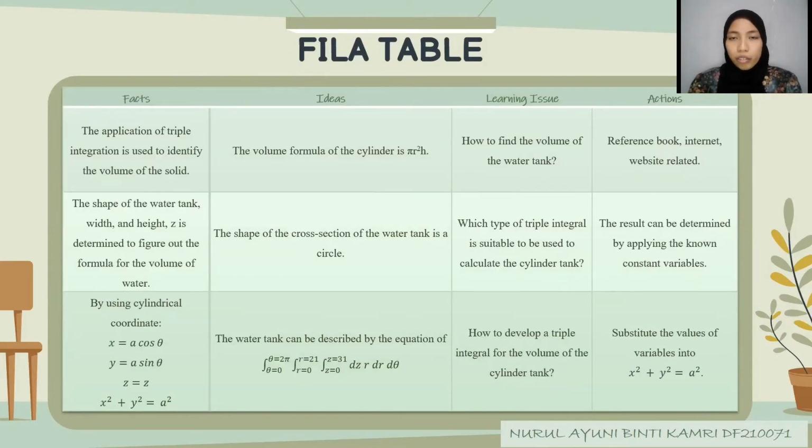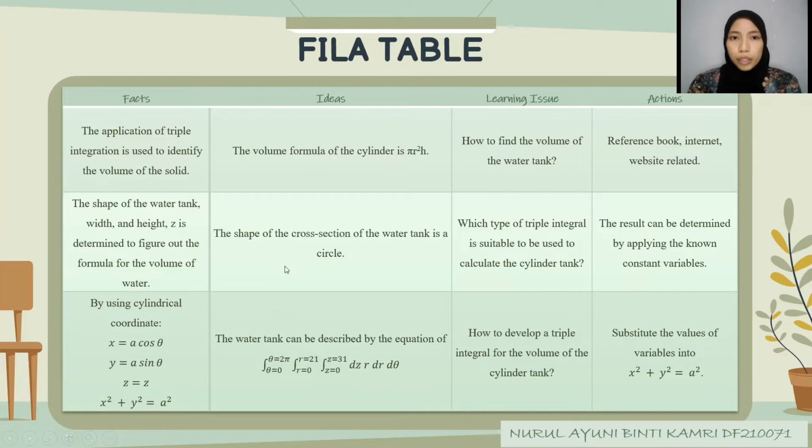The inflatable tank project has four points. Firstly, idea, learning issue and action. For fact, there are three points. Firstly, the application of triple integration is used to identify the volume of the solid. The shape of the water tank, width and height z is determined to figure out the formula for the volume of the water. Third is by using cylindrical coordinates like this.